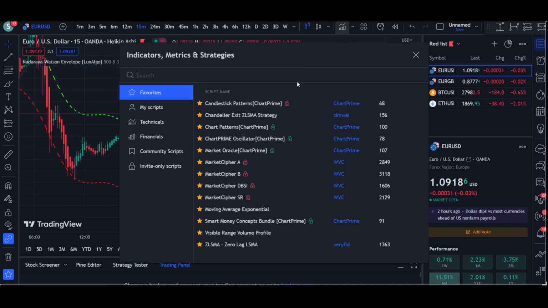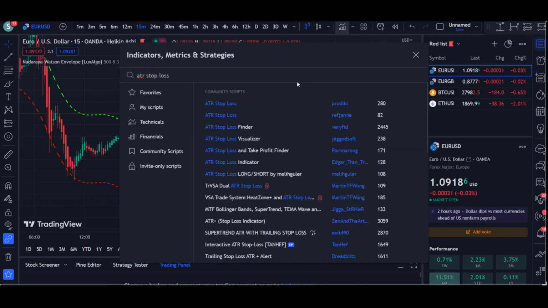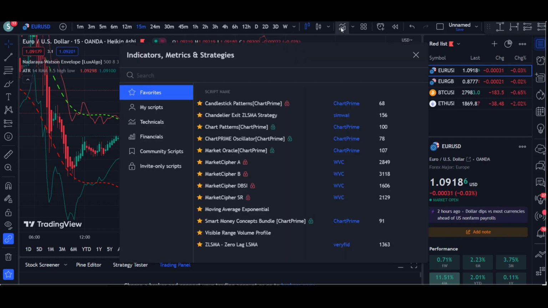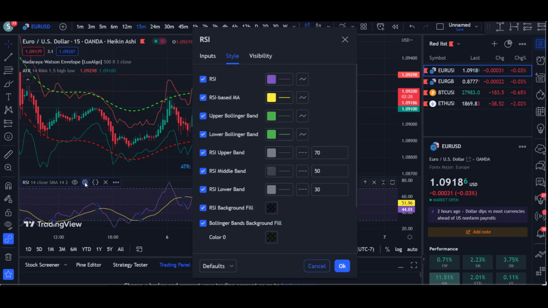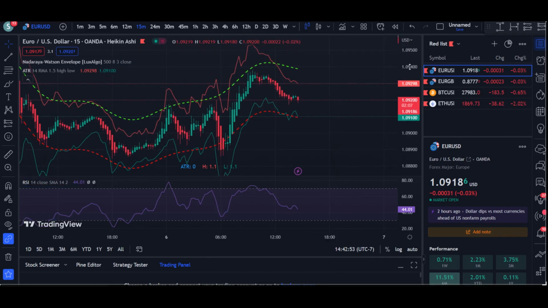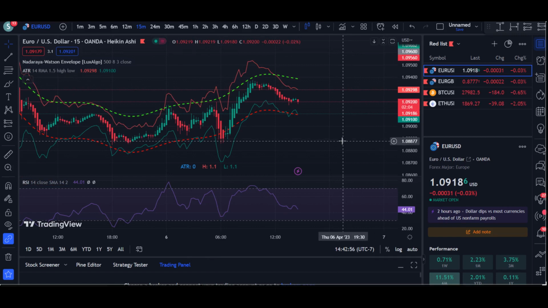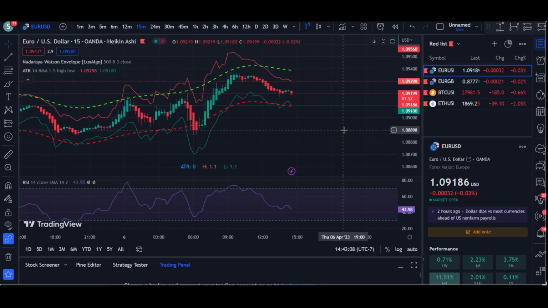The second one that we're going to use is the ATR stop loss. The third indicator that we're going to use is the good old RSI. Once you've got the RSI, you're going to go down to settings. We're going to uncheck the RSI based MA box as well as the RSI middle band. Feel free to customize anything else as to your preference. Usually I change up the colors, but I'm trying to keep everything simple for the sake of this video. So at this point, your chart should look something similar to this.